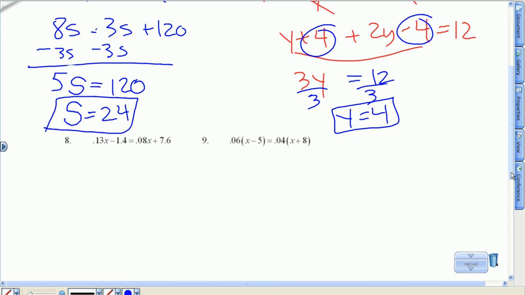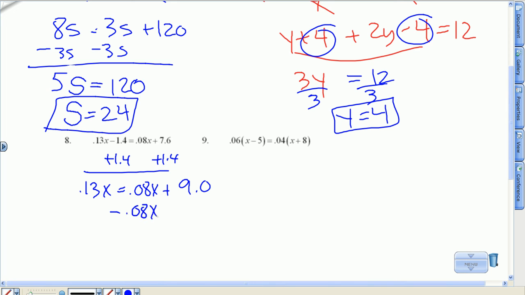Alright, then we have a couple of decimal problems here to finish up. They're most interesting because for some reason they are tiny. 0.13x equals 0.08x plus 9.0. I didn't move the smallest variable thing first, which is what I'm supposed to do, but you'll notice I'm just going to hang in there.